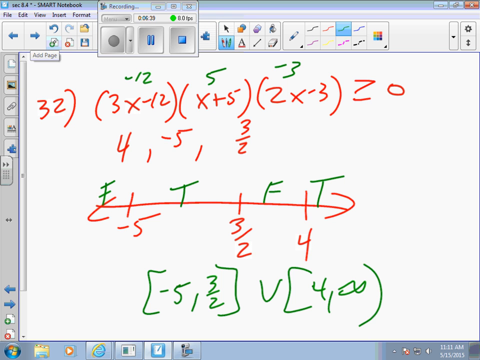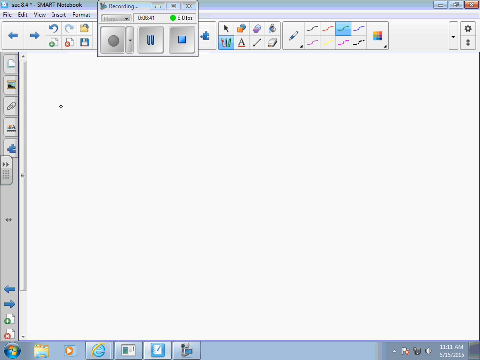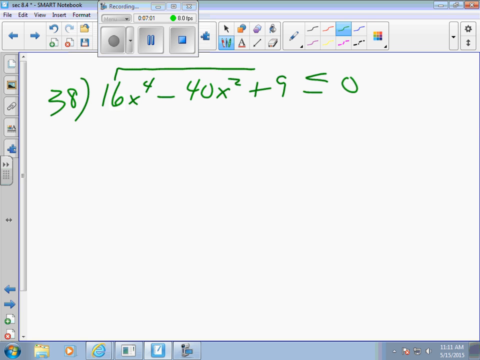Let's try another one. Let's do 38. They give me 16x to the 4th minus 40x squared plus 9 is less than or equal to 0. When I factor that, or multiply my a times c, I'm going to try and factor this, I get 144. Factors of 144 that add up to negative 40.